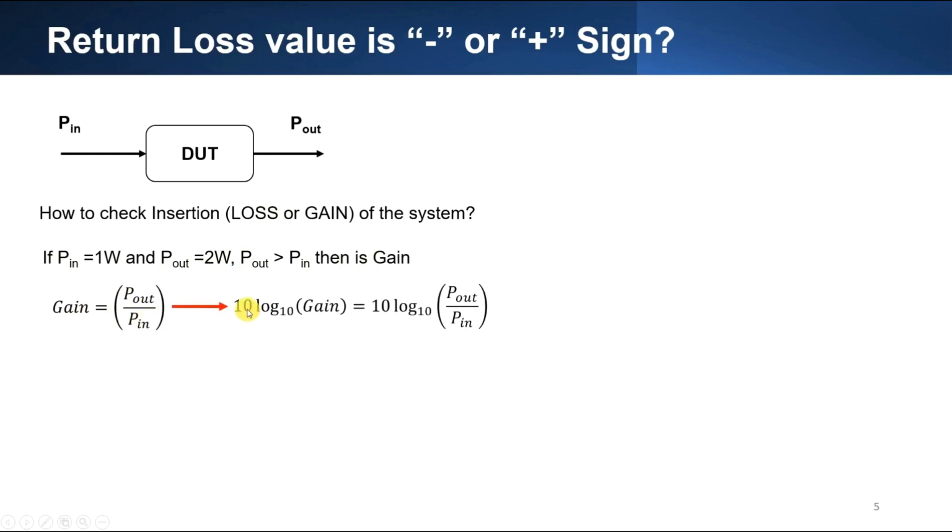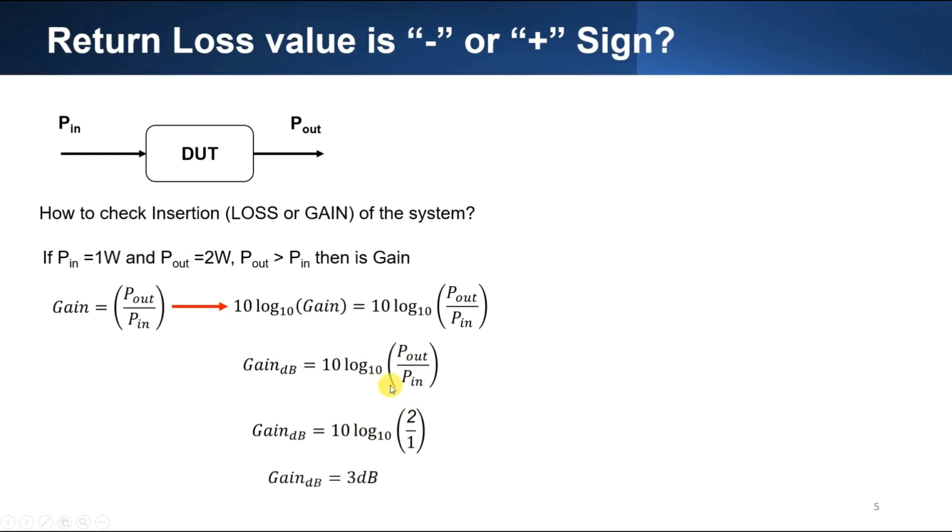If you convert to dB, it will be 10 log gain equal to 10 log power out divided by power in. And then 10 log power out over power in, so the gain will be in dB. Then you just do 10 log 2 divided by 1. That means the power out is 2 watt and the power in is 1. Then your gain will be 3 dB.